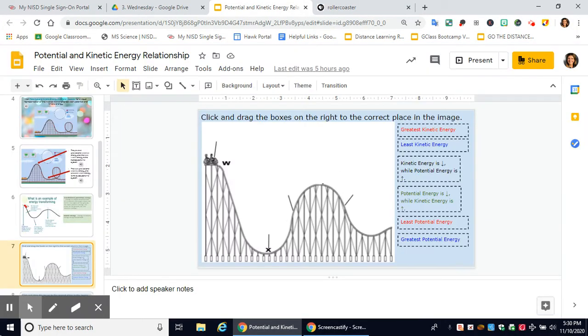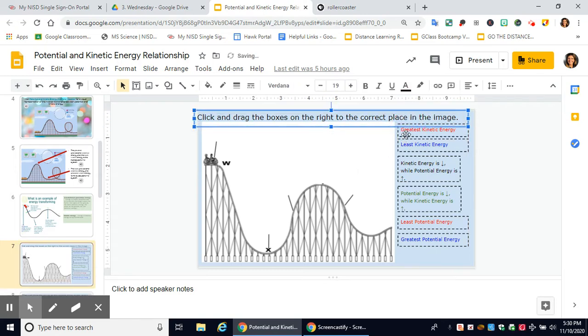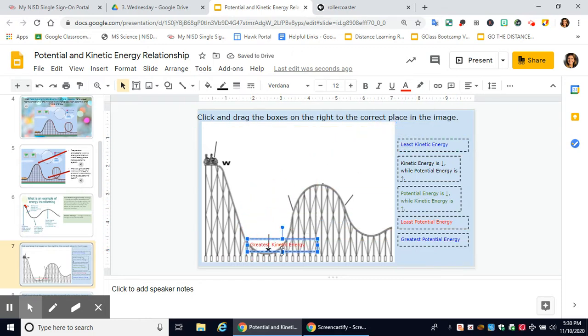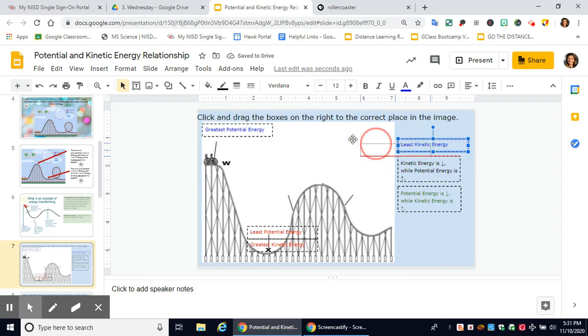So where would we have the greatest kinetic energy? Your greatest kinetic energy is at the lowest position. So I would say that would be position X, where you have the greatest kinetic energy. So remember, if you have the greatest kinetic energy here, you have no potential. So we can say least potential energy, both at that same position. Okay, and then when you are the highest above the ground, that's where you have the greatest gravitational potential energy. So let's drag and drop greatest potential energy. So inversely, we would have the least kinetic energy.